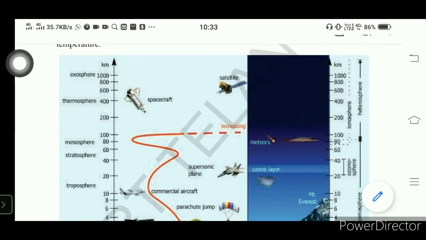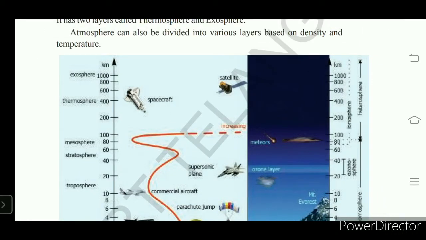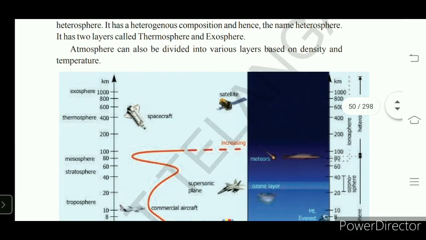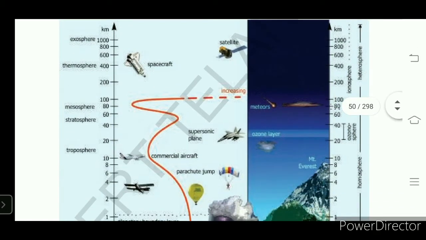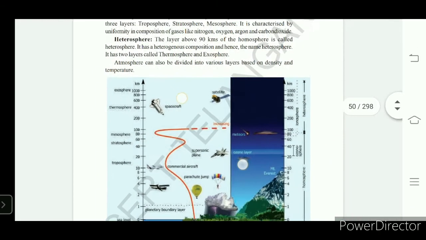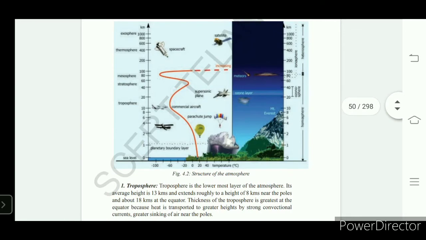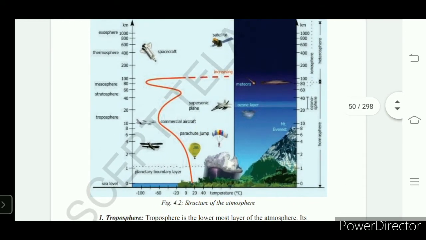The temperature and the density of the atmosphere will change the layers. That means from one layer to another layer, there will be differences in temperature and density. So look at this figure. It is the structure of the atmosphere. So what do we see here? Five layers we see here.